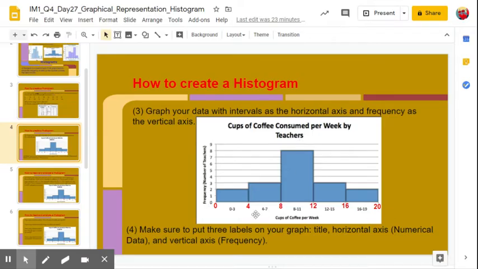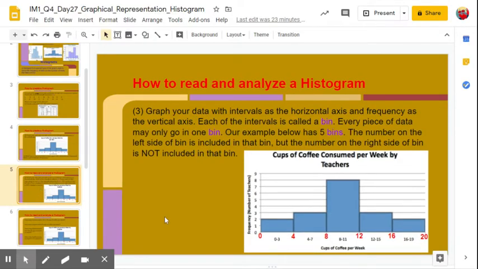The horizontal axis is your numerical data. So in this case, our numerical data represents cups of coffee per week, right? How many cups of coffee per week teachers are having. And then our frequency, we label that as the number of teachers that were surveyed that drink that many cups of coffee, okay?